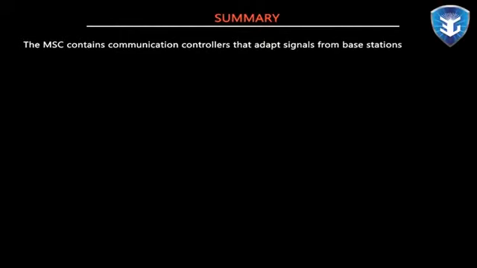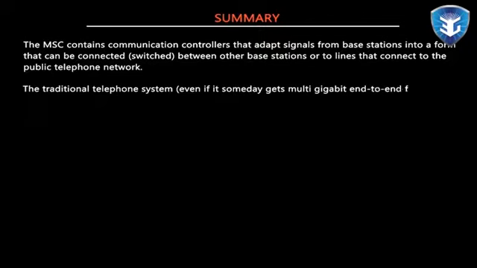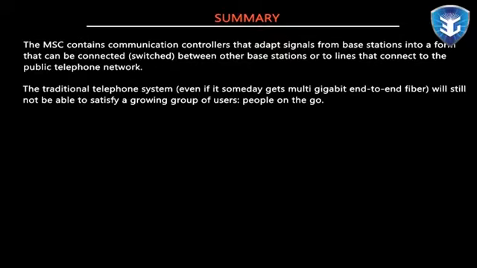Now in the end, let us summarize what we have learned in this lecture. The MSC contains communication controllers that adapt signals from base stations into a form that can be connected or switched between other base stations or to lines that connect to the public telephone network. The traditional telephone system, even if it someday gets multi-gigabit end-to-end fiber, will still not be able to satisfy a growing group of users, people on the go.